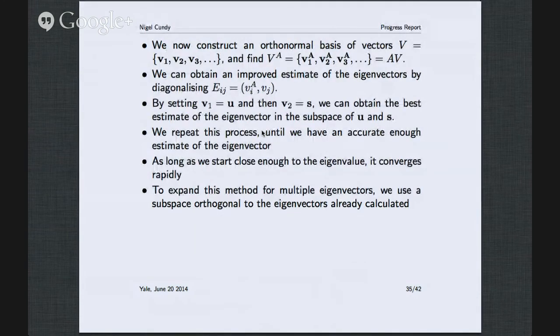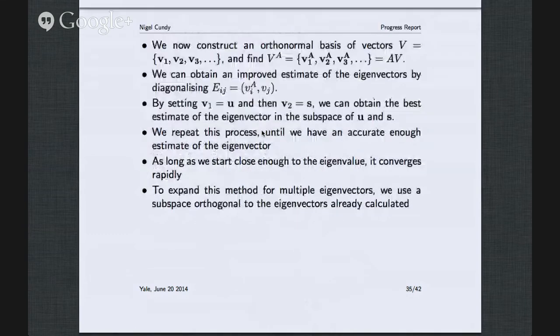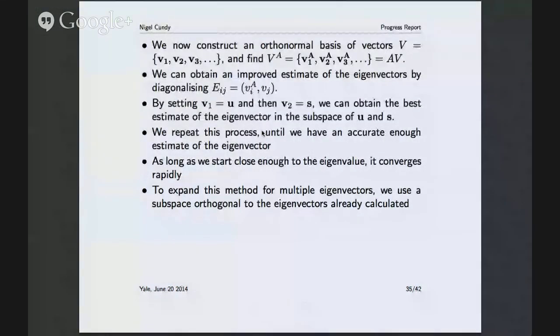So you can construct an orthonormal basis of vectors, basically constructing it from your eigenvectors and these S's. You can diagonalize in that basis, and then you will find a more accurate guess of the eigenvectors. And you can repeat this until you have an accurate estimate of the eigenvector.